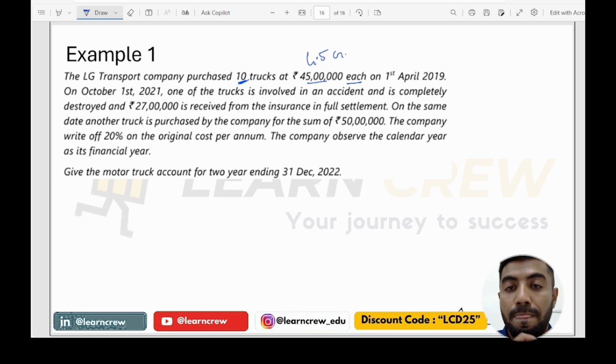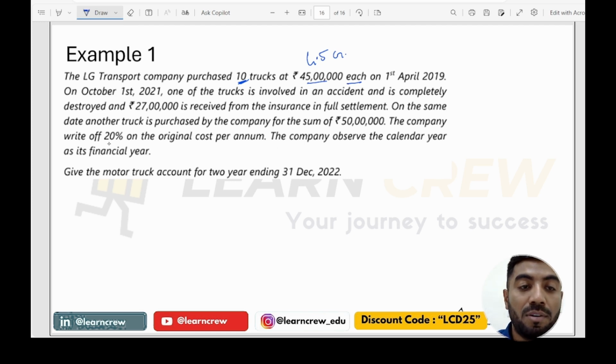Okay, each on 1st April 2019. On 1st October 2021, one of the trucks is involved in an accident and is completely destroyed, and 27 lakh is received from the insurance in full settlement. On the same date, another truck is purchased by the company for the sum of 15 lakhs.